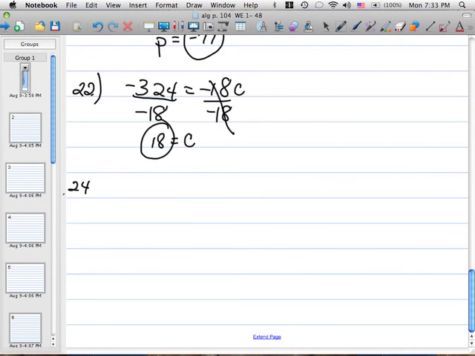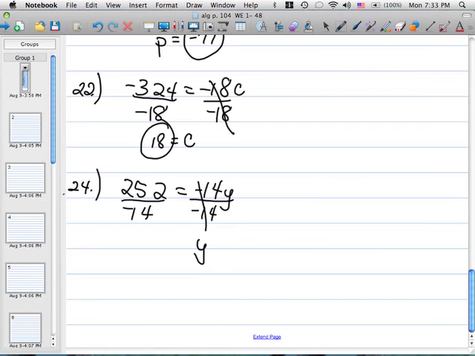Skip a line, number 24. 252 equals -14y. The opposite of multiplying by -14 is dividing by -14. Those cancel, leaving y. Positive divided by a negative is negative, and 14 goes into 252 18 times.